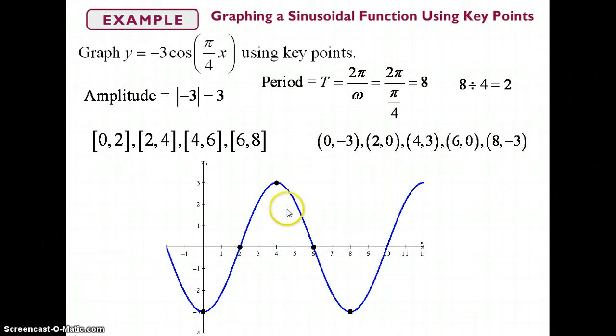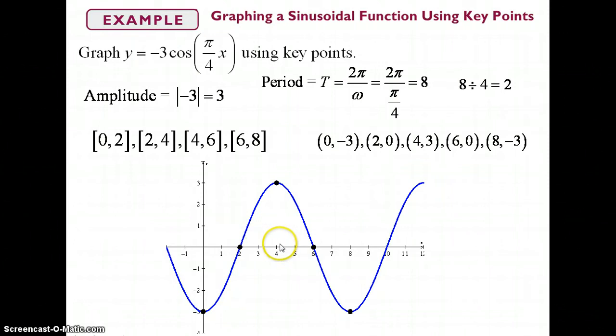So you plug in 0, and what do you get? You get negative 3. So you put a dot. How awesome is that? You plug in 2, the cosine of pi over 4 times 2. That's 2 pi over 4. Okay, well, cosine of 2 pi over 4 is cosine of pi over 2. Cosine of pi over 2 is 0. Negative 3 times 0 is 0. That's why we get a 0 there.